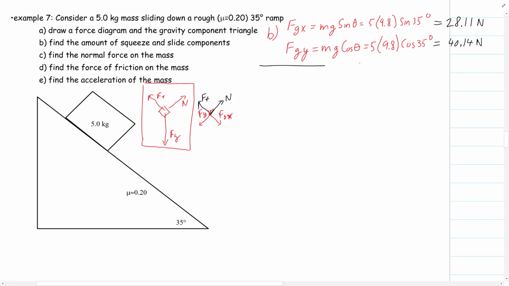And now let's do C. Find the normal force on the mass. Normal is going to equal the force of gravity in the y. Why is that? Because the sum of the forces in the y direction have to equal 0. And therefore, this has to equal that. And the force of gravity in the y has to equal the normal, because those have to balance. So the normal is going to equal 40.14 newtons.